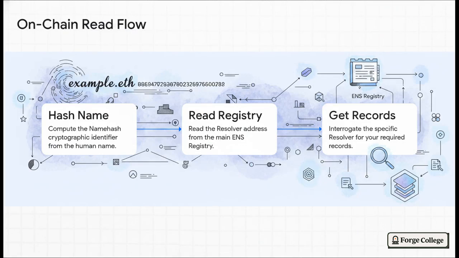Step 1. Compute the name hash. Your contract takes the human name and turns it into a strict cryptographic ID. Step 2. Read from the ENS registry. It asks the main registry, hey, who's in charge of this ID? And Step 3. Interrogate the resolver. It goes to that specific resolver and asks for the records. It's a very literal, step-by-step digital scavenger hunt.